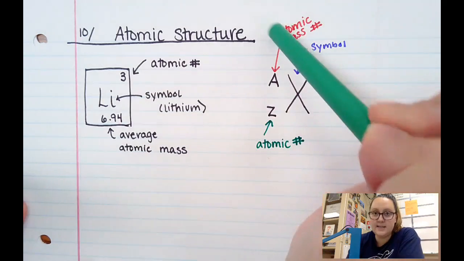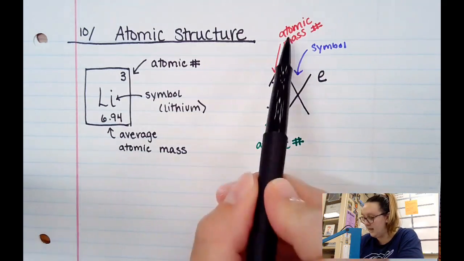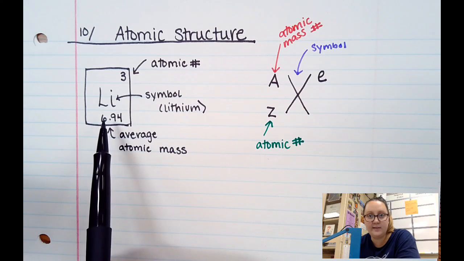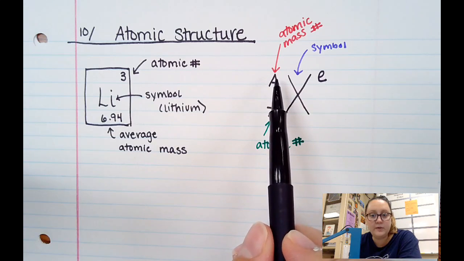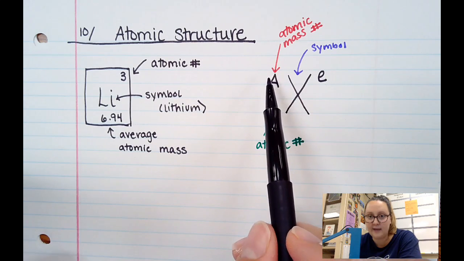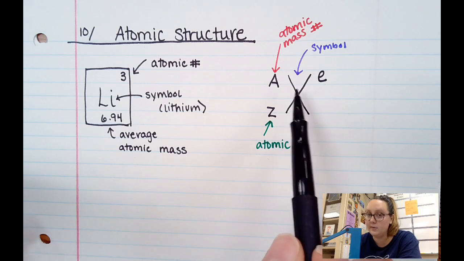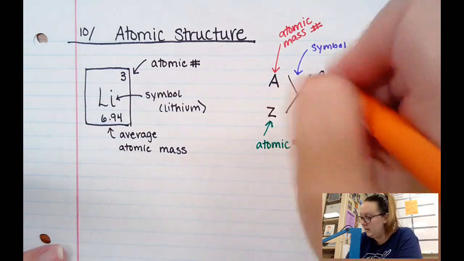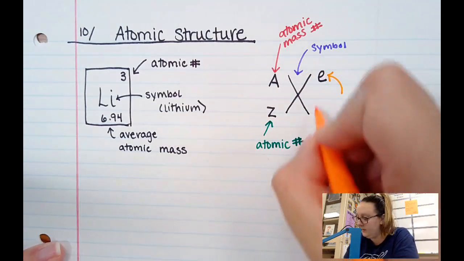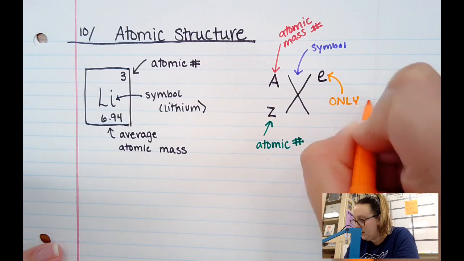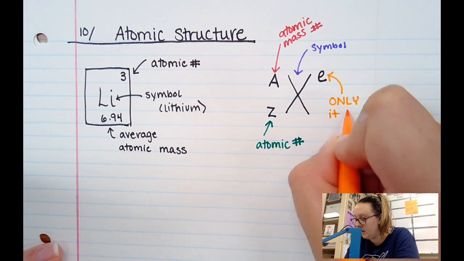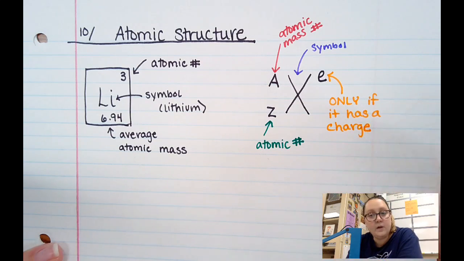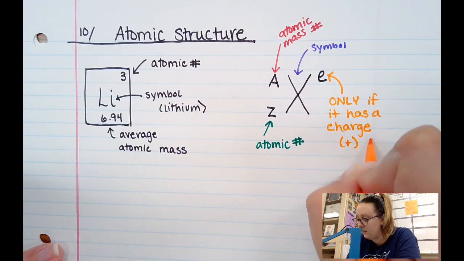Mass number is different than average atomic mass. This is the average of all the varieties that exist. When they give you a mass number, it's a whole number, and that is the exact one you're talking about. So it's not an average. You may or may not have something over here. This is there only if it has a charge. So if it's not neutral, if it's positive, or if it's negative.